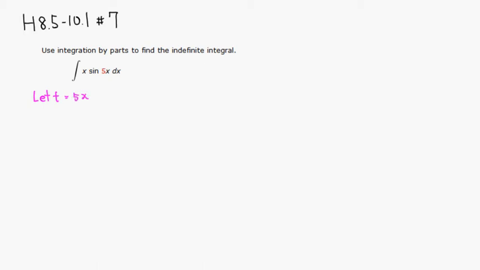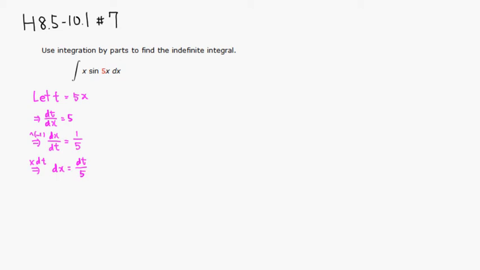So the usual drill: take the derivative of t with respect to x, which is going to be 5, and take the reciprocal of both sides. So you have dx over dt equal to 1 over 5. Then we can just multiply through by dt, and we get dx to be dt over 5.